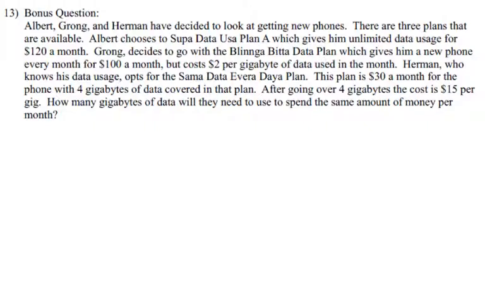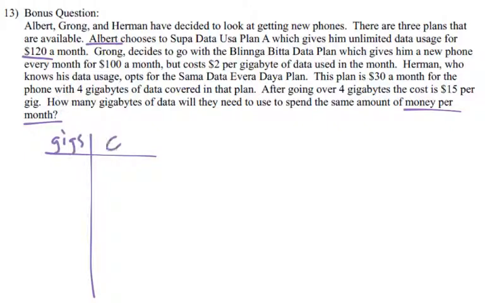Okay, so now we're still dealing with systems, but instead of just one, we end up with 3 plans. So we've got to figure out, basically what it's saying, how many gigs until they spend the same money per month. Well, Albert, we already know what he's going to spend, 120, right? So if we made a table, because I like starting with tables, we've got gigs used and cost, right?